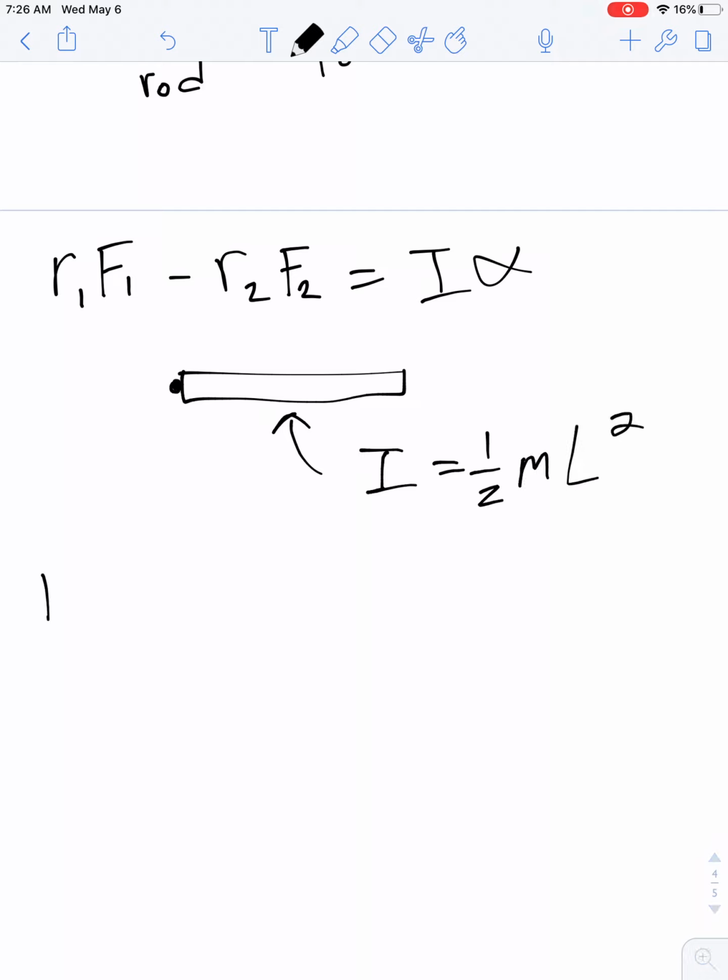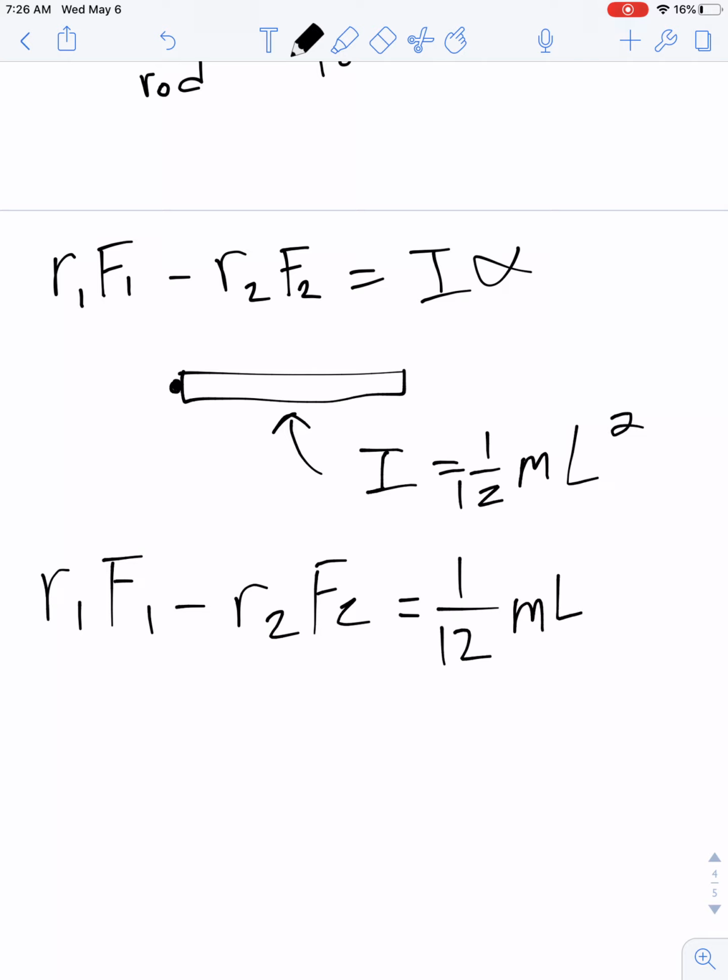So then I can come in here, R1 F1 minus R2 F2, and I can plug in for I 1/12 ml squared times alpha, okay? So at this point in a given problem, you would know, of course, the mass of the door here, you would know the length of the door, you'd be able to plug all that in. You'd know R1, F1, R2, F2, and what this means, of course, is therefore you have all the information you need in order to solve the problem.